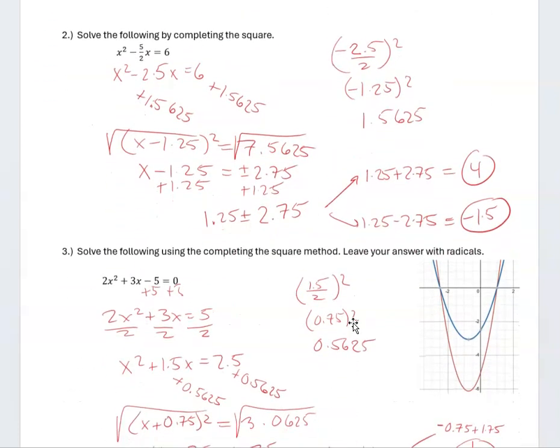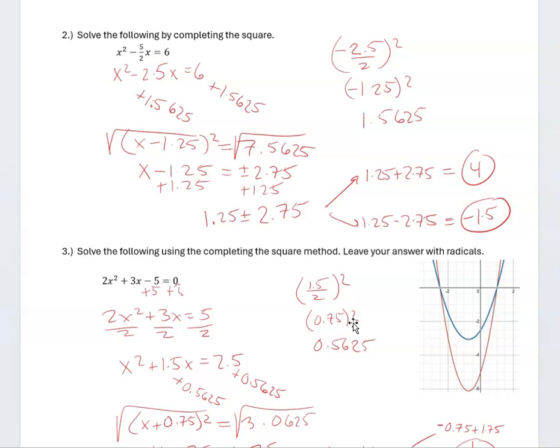Now the next problem right here, I have already done my division. So this is as if the problem was 2x squared minus 5x equals 12, and then I had divided by 2 already. I just wanted to do the first step for you guys. If you complete the square with this one, you end up getting 4 and negative 1.5.